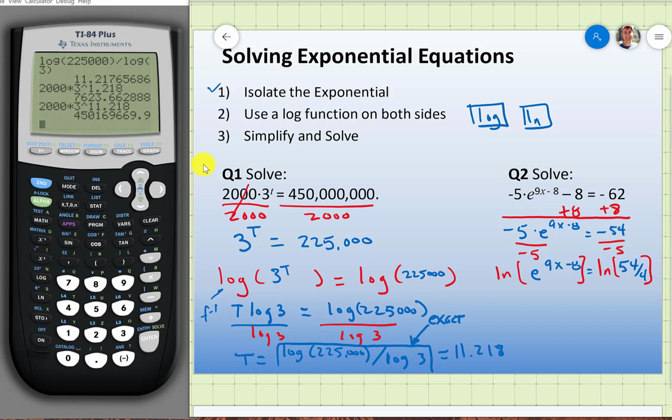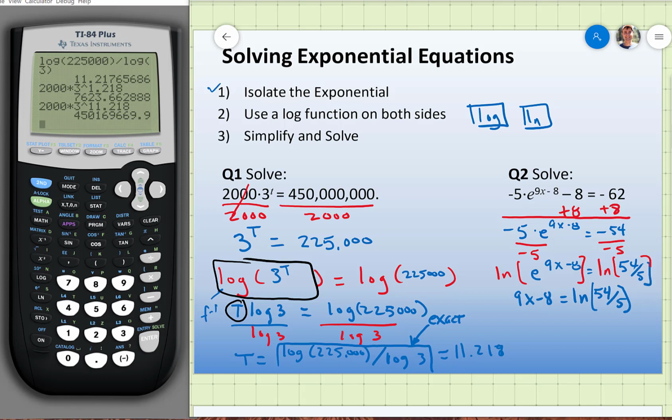Now that's unlike the problem over here, because over here it was log base 10 and exponential base 3. So log base 10 and exponential base 3 can't really cancel it out. But we at least had that exponent law that allowed us to simplify the exponent. Here we can simplify a lot more because natural log and exponential base e are inverses of each other. So we're going to get 9x minus 8 equals ln of 54 fifths. I wrote it wrong on this one over here. I want to put 5.